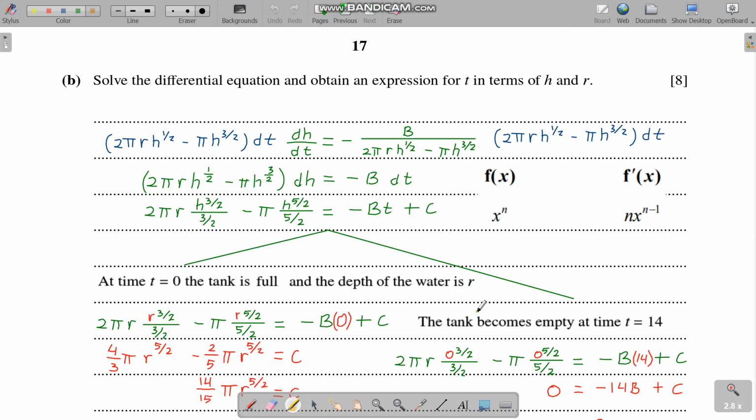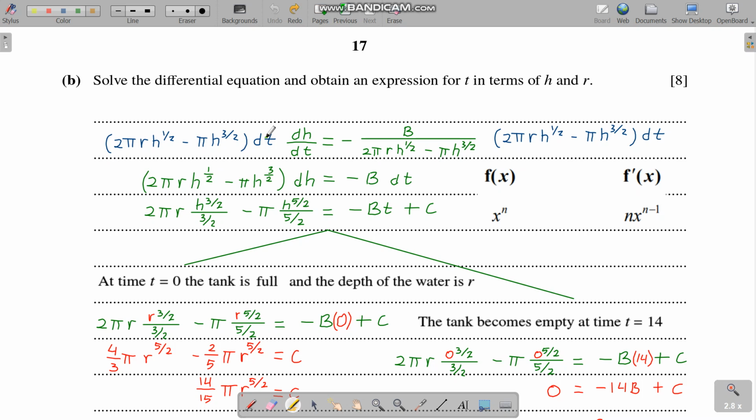Now we need to solve the differential equation. From the previous part, we have this. To solve the differential equation, we need to separate the variables. We need everything with h on one side, everything with t on the other side. So we multiply or divide by something. Here we're just going to multiply both sides by this.